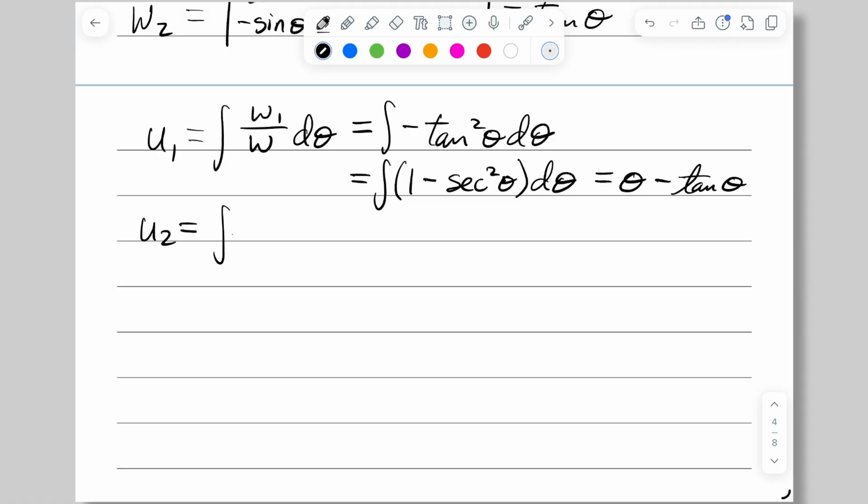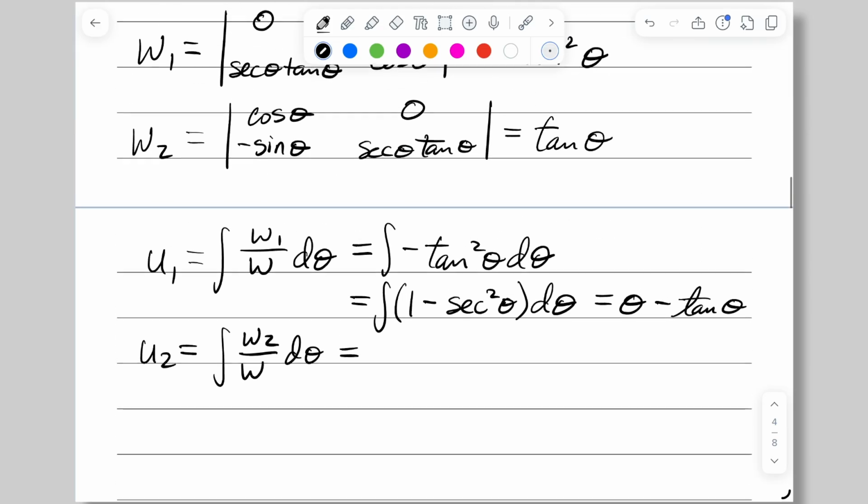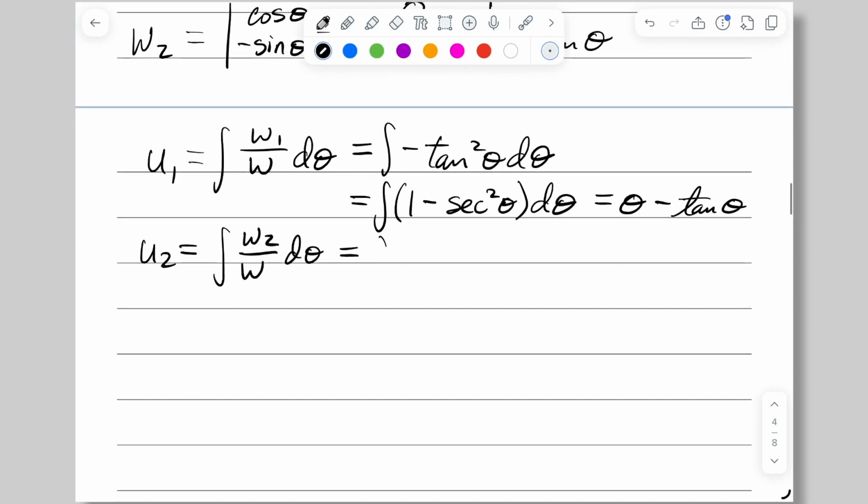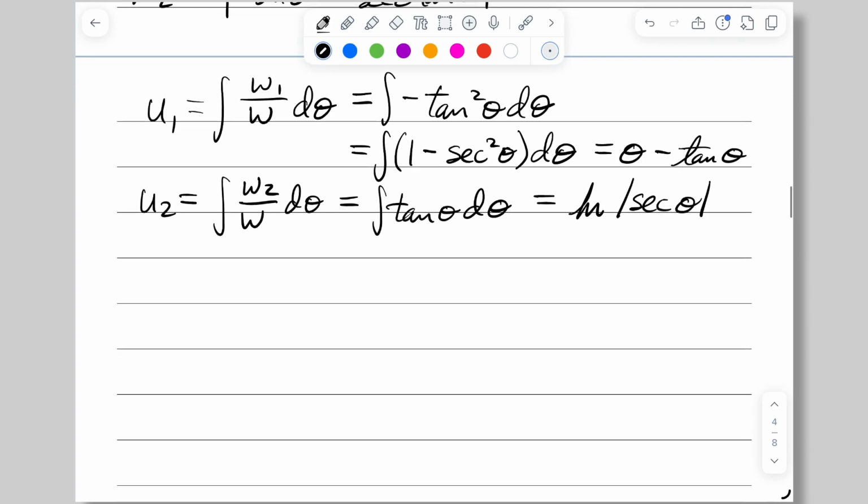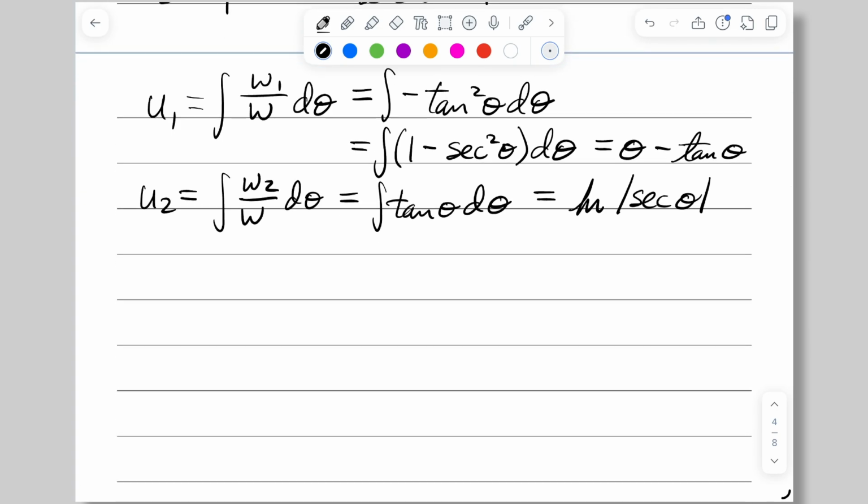u2 is the integral of W2 over W with respect to theta. Again, W is 1. W2 is the tangent of theta. So we have the integral of the tangent of theta d theta. If I remember correctly, that's the natural log of the absolute value of the secant of theta. Again, we don't need the constant of integration. Again, I'll tell you why in a bit.